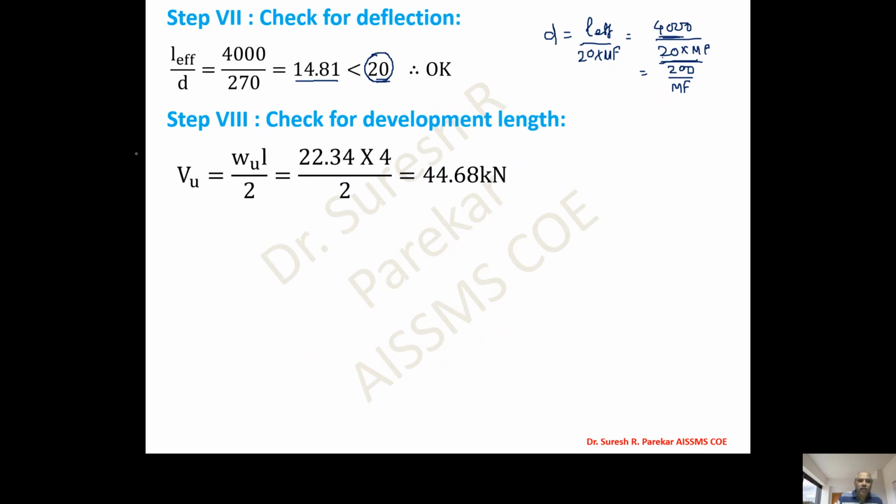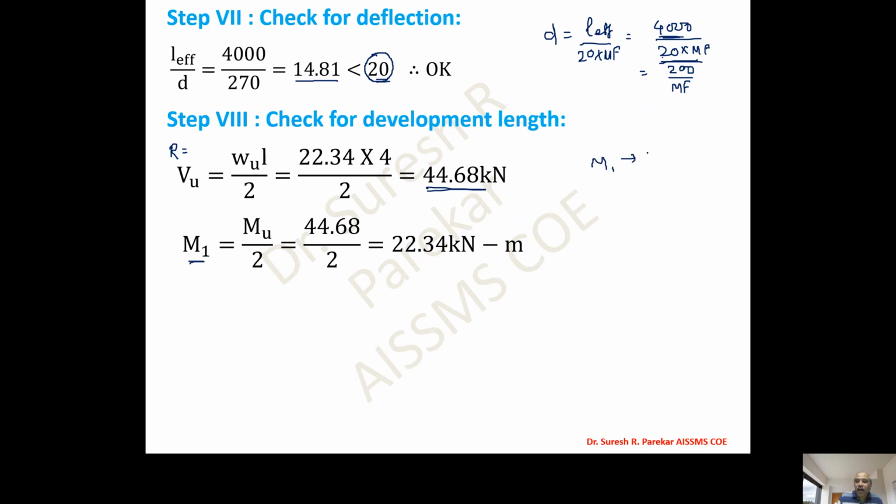So we have VU. This is maximum shear force, which is your reaction, and that is WUL by 2, and we will get this value. So 22.34 into 4 upon 2, we will have 44.68 kilonewton. Now knowing this value 44.68, we will calculate M1. What is M1? M1 is the resistance of moment, or moment of resistance, at support. Generally, we are going to curtail 50% bar at support.